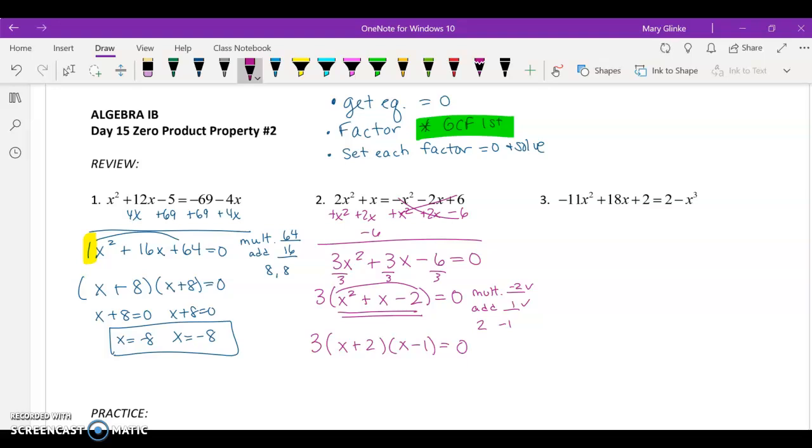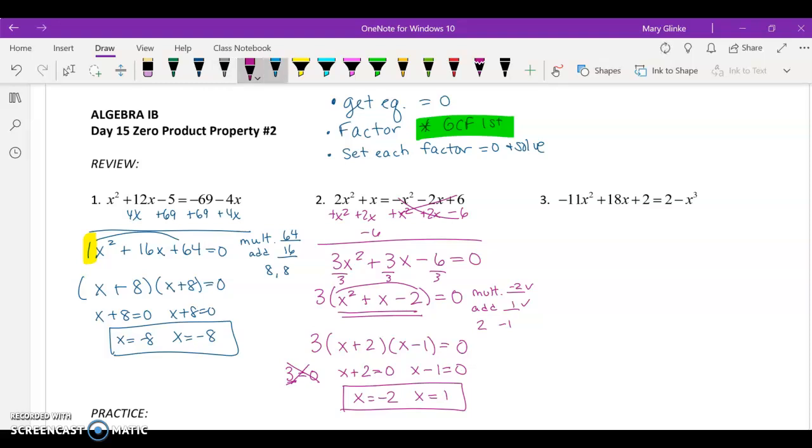Step 3 is to set each factor equal to 0 and solve. So I'm going to do 3 equals 0, x plus 2 equals 0, and x minus 1 equals 0. And you might be saying, well, wait a second, 3 equals 0, that doesn't make sense. This does not work. There's no x with it, so there's no answer for that one. So you just cross that one out and say not true, doesn't work. For the other two, you subtract 2 and add 1. So our answers here are x equals 2 and x equals 1.